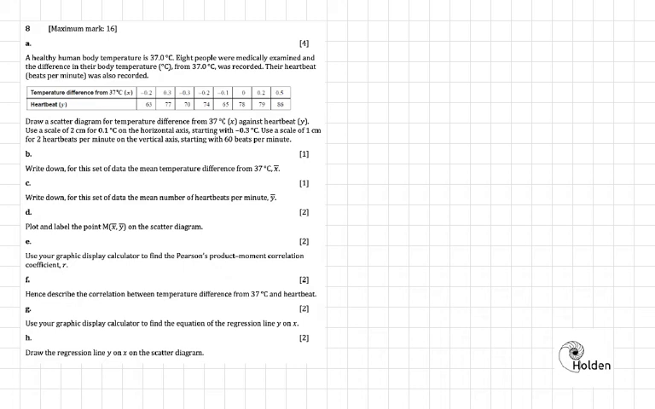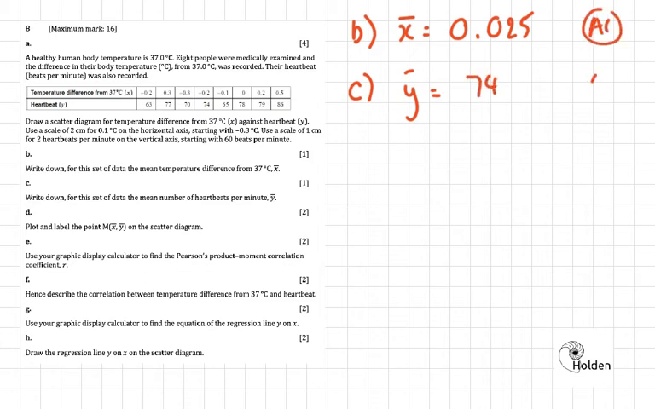We should find that for question B, x bar gives us a value of 0.025. C, y bar is 74. Both of those are A1s. D, we'll come back to in a second because we'll answer that as part of the question, but we're going to be using those 2 values. You can get a continuation error if you include those values.